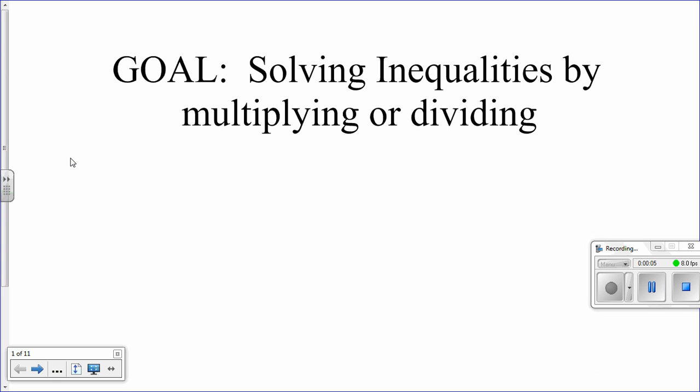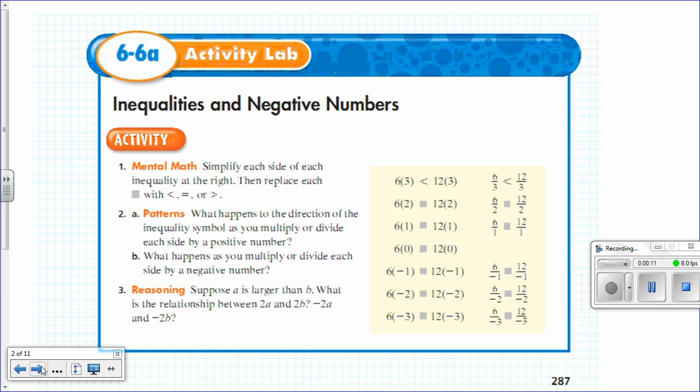Hi everyone. Today's lesson is on solving inequalities by multiplying and dividing. This is a copy of the activity lab we're going to be doing in class. If you want to get a little head start on it, feel free to take a look at it now. But we will be doing this as a class activity when we meet again, if it ever stops snowing.